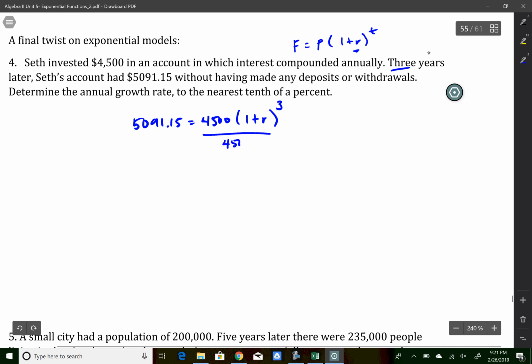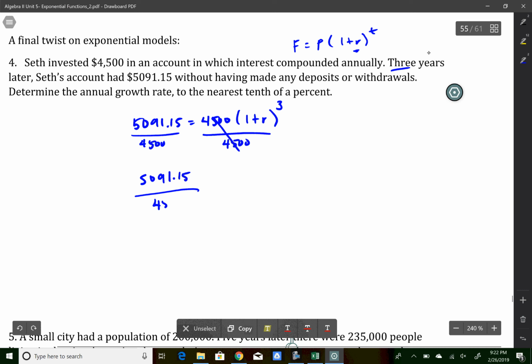Algebra, right? Divide away the 4,500, get what we're trying to solve for isolated. Now, I'm not going to type that in my calculator because I'm going to assume it's going to be a very messy decimal. And I don't want to round it yet because if I start rounding now, it's going to be bad. So I want to get rid of the exponent of 3. I could do one of two things.